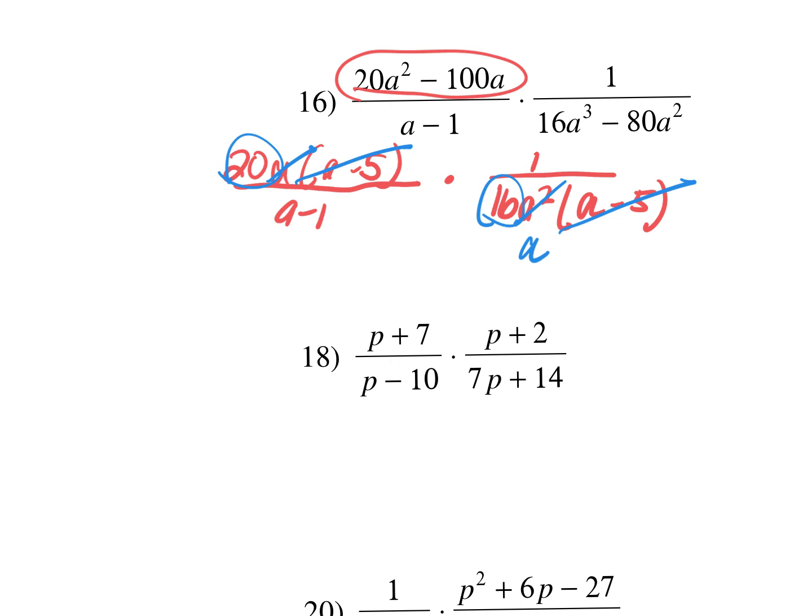Both of those are divisible by 4, and so 16 divided by 4 will be 4. 20 divided by 4 will be 5. Therefore, the numerator will be just left with a 5. The denominator is going to be left with a 4a, and then the expression a minus 1.